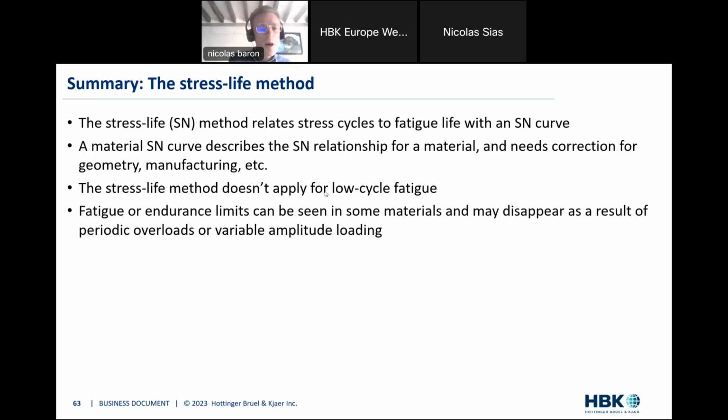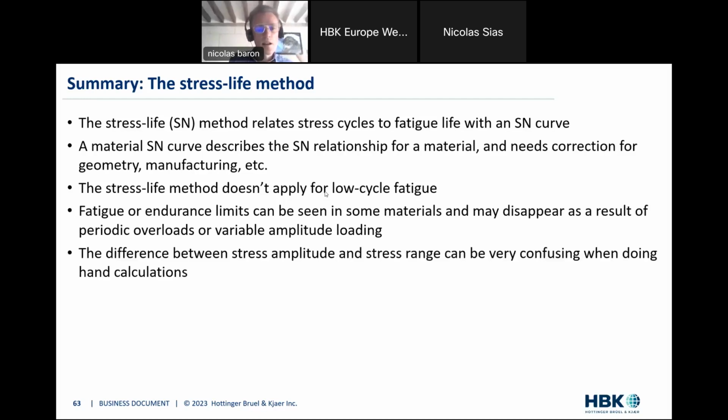We also mentioned in passing that some materials have a so-called endurance limit, but depending on the kind of loading you have, this endurance limit can vanish somehow. And even more than this, some materials do not at all have this endurance limit existing per se. So the endurance limit is something to be taken with care.